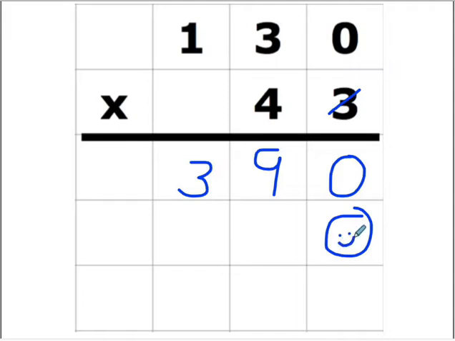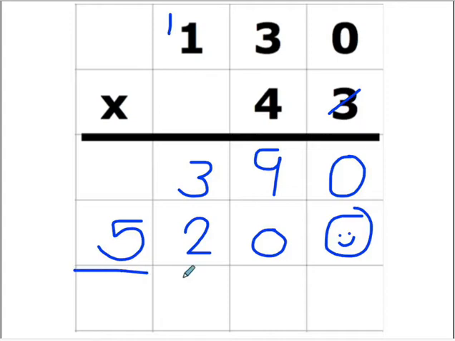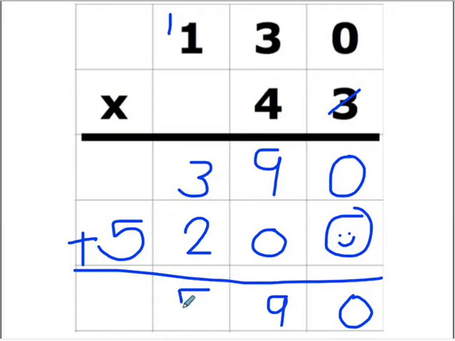And now we're going to multiply by the 4. 4 times 0 is 0. 4 times 3 is 12. Remember to carry your 1. And 4 times 1 is 4, plus 1 is 5. We add these up. We get 0, 9, 5, and 5.